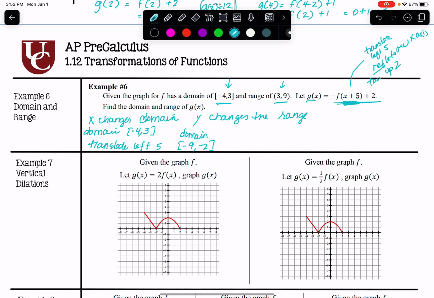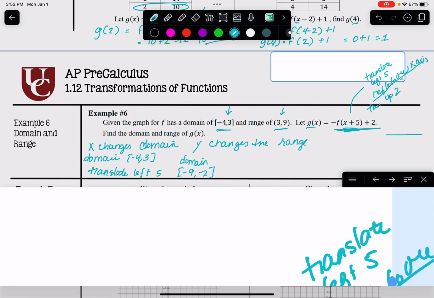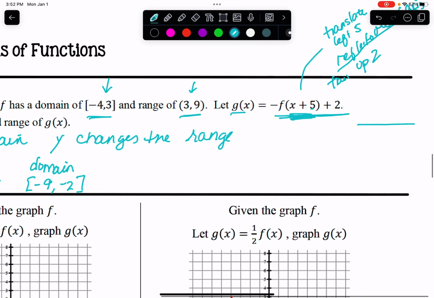The reflection over the x-axis, that affects y. Like if you have your x value, here's a little graph. If I have a point here, 2, 1, and then I reflect it, I'm still at 2, but now I'm at -1. So it affects the y. A reflection over the x-axis reflects the y, and a vertical translation affects the y also.